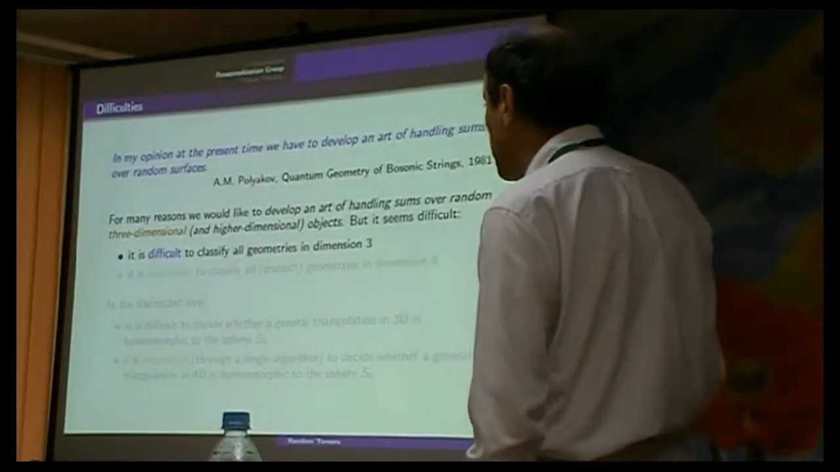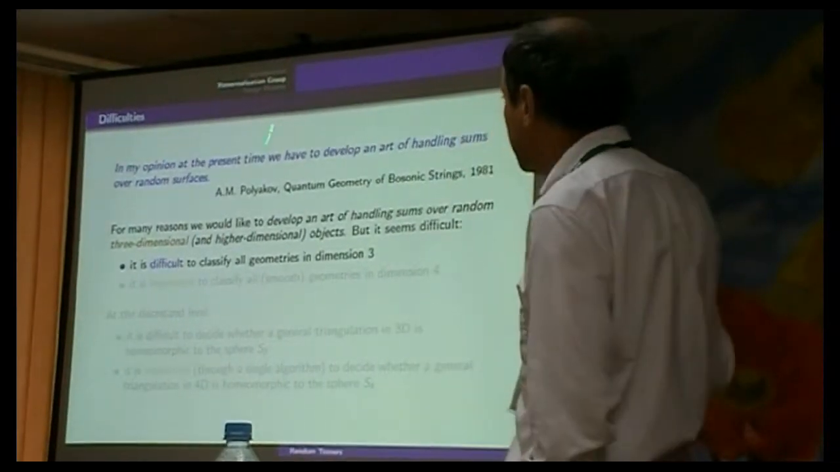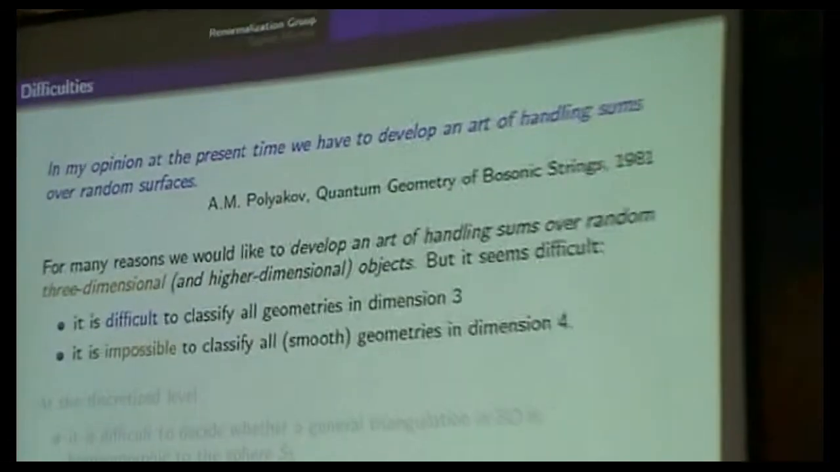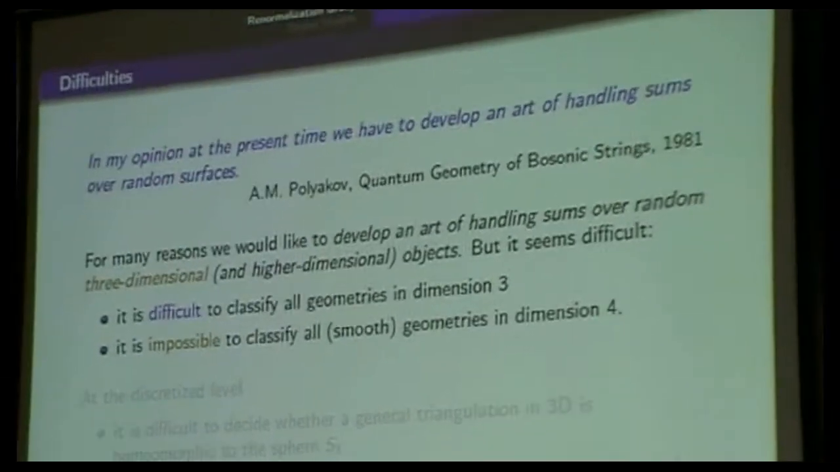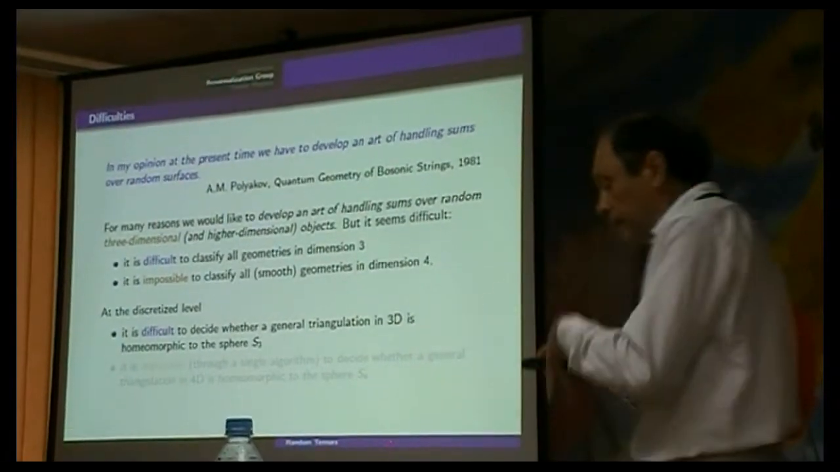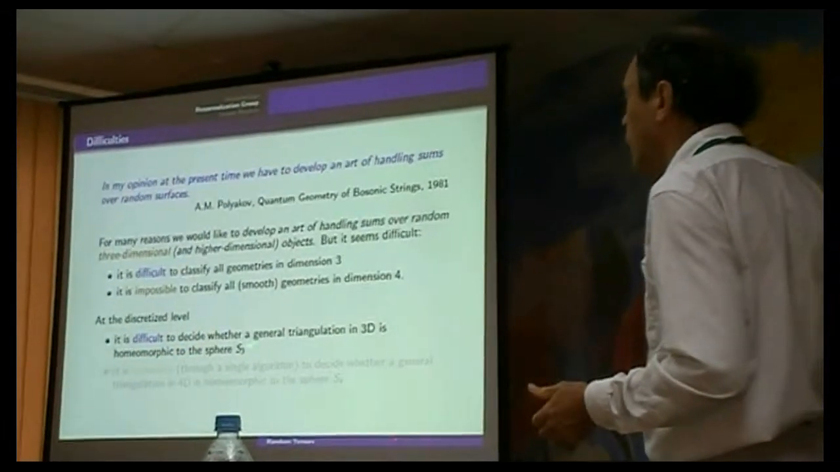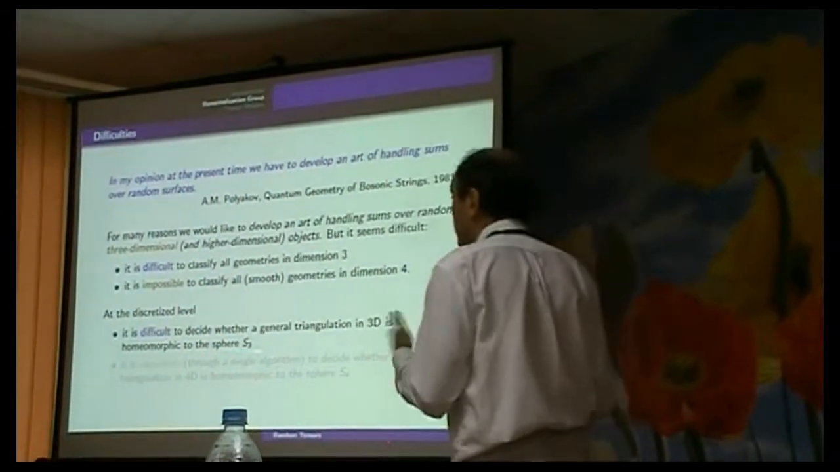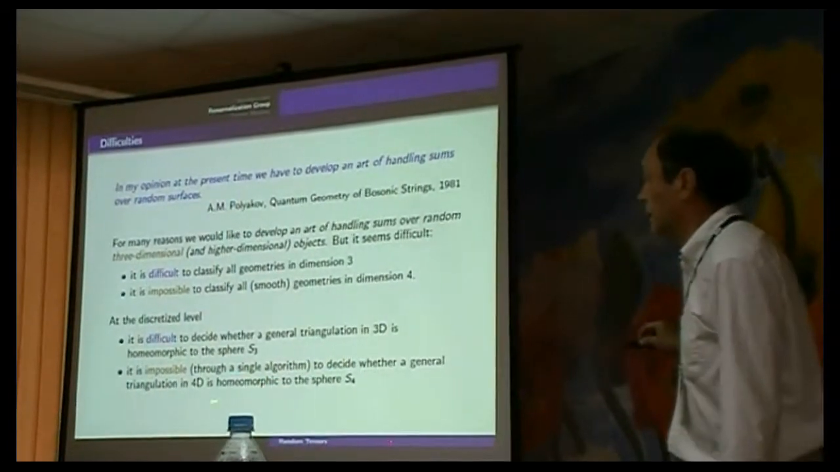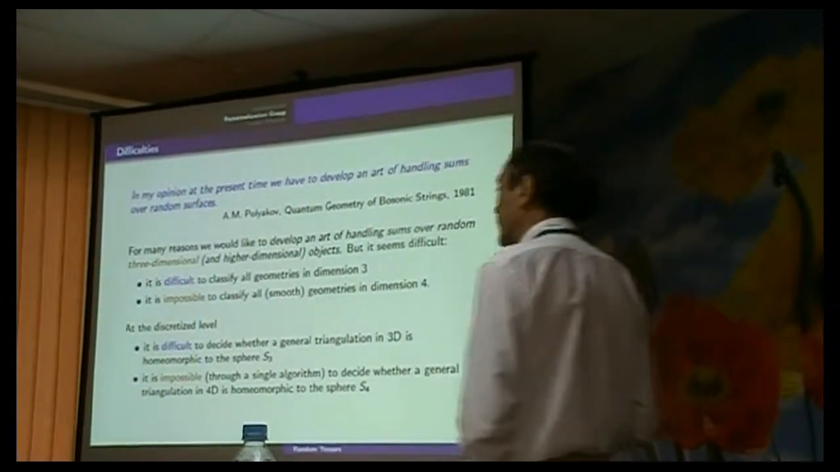For instance, it is difficult to classify the geometries in dimension 4. The so-called uniformization theorem is much harder. In 2D you classify the compact geometries by handles, for instance, but here it's much more difficult. It is even some sort of impossible by finite algorithms to classify all smooth geometries in dimension 4. And even if we discretize the problem, for instance, if we give you a general rule for gluing tetrahedra in dimension 3, it is very difficult to decide whether it is homeomorphic to the sphere or not. It's a bit like classifying knots. It's very difficult to know whether a knot is trivial or not. And it is even impossible to do that in 4D through a single algorithm. So classifying geometry is difficult in higher dimension.